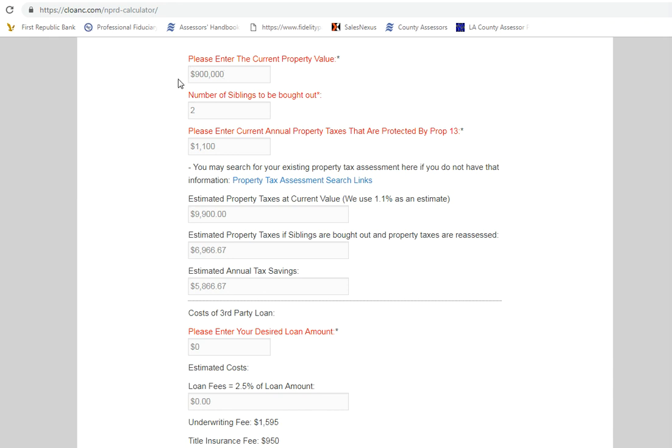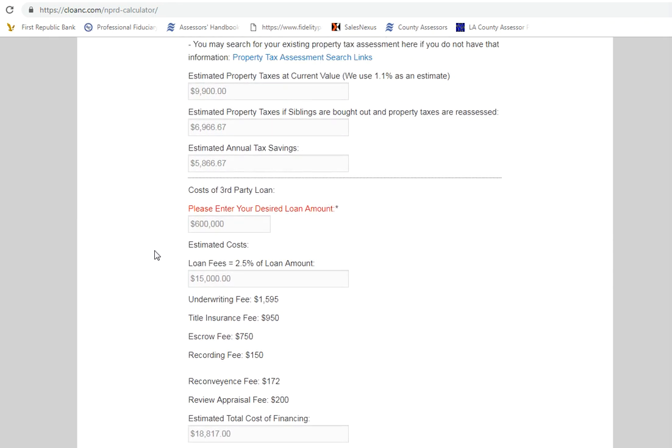So each child would be entitled to $300,000. That's $900,000 divided by 3 siblings. So our loan amount would be $300,000 times 2, because there are 2 siblings going to be bought out. We're going to put $600,000 in here. Okay, so that's $300,000 for each of the siblings that will be bought out, and $900,000 minus $600,000 is $300,000 in equity for the acquiring beneficiary.